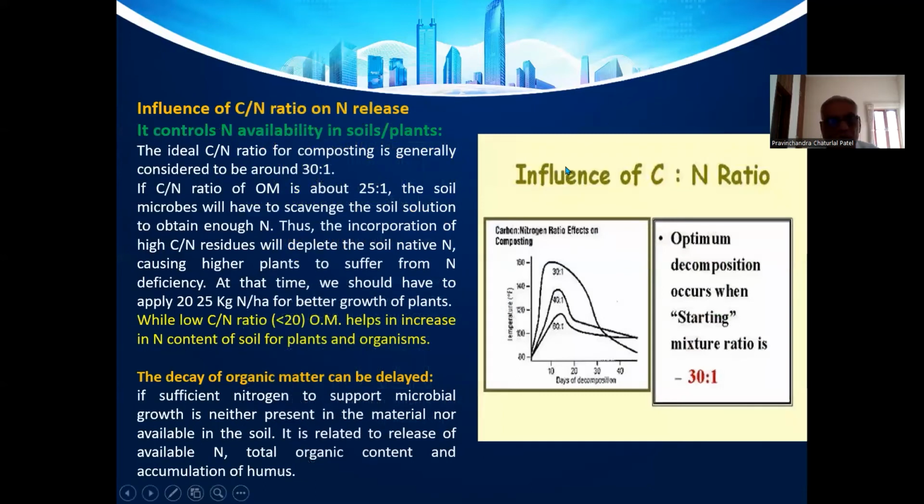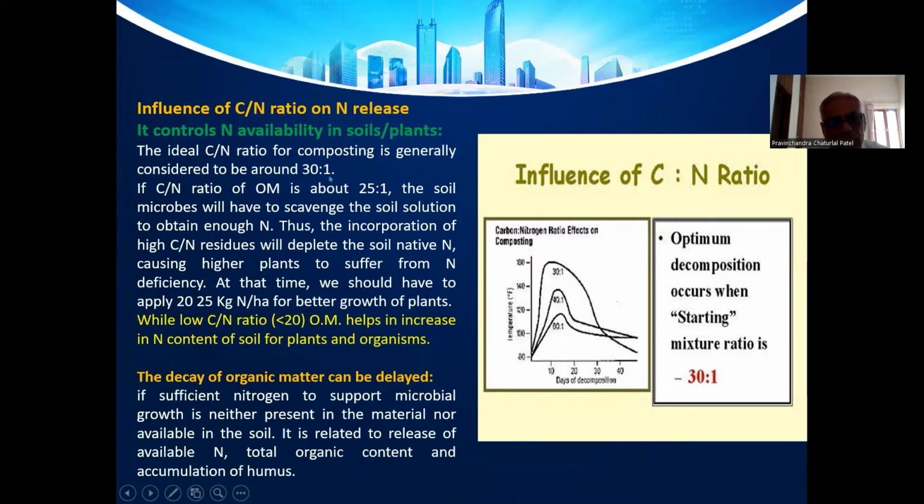Then influence of carbon-nitrogen ratio on nitrogen release. In controlling nitrogen availability in soil and plants, the ideal C:N ratio for composting is generally considered to be around 30:1. So here you can see when it is 30:1, then there is better composting. But if the carbon-nitrogen ratio is increasing, then composting will slow down.